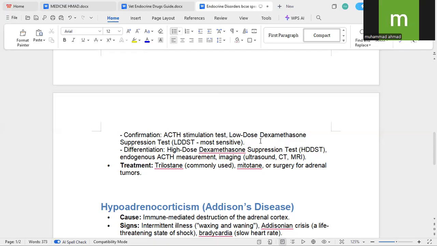And in LDDS, when we give steroid, the cortisol is not significantly decreased. So if LDDS does not work, we go for the high dose dexamethasone suppression test, HDDS. LDDS and HDDS differentiate the adrenal and pituitary cause. So this is important. Treatment is trilostane, commonly used, and mitotane. These drugs are important, and surgery for the adrenal tumors.